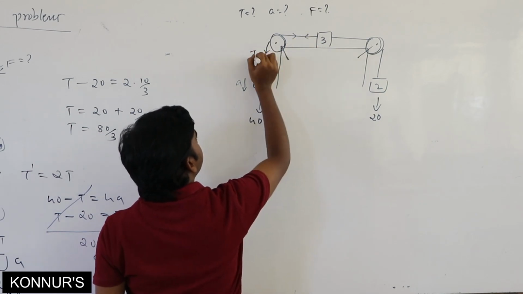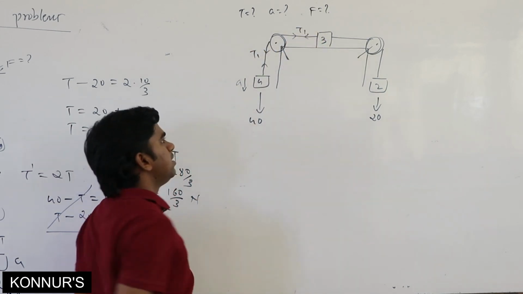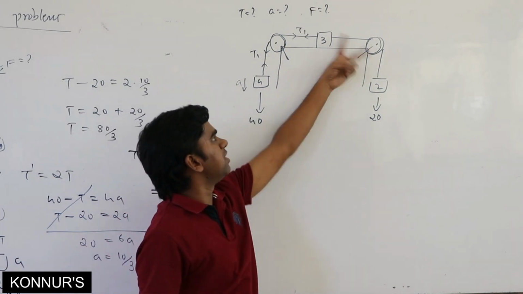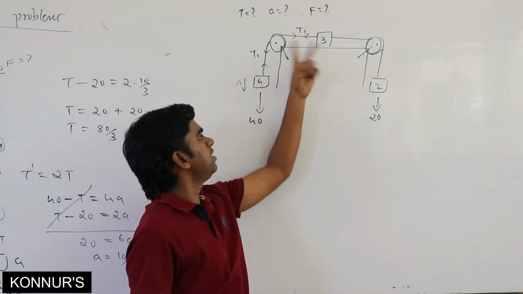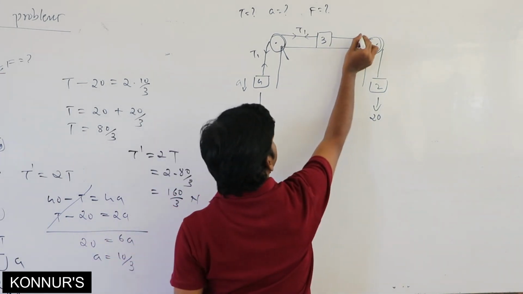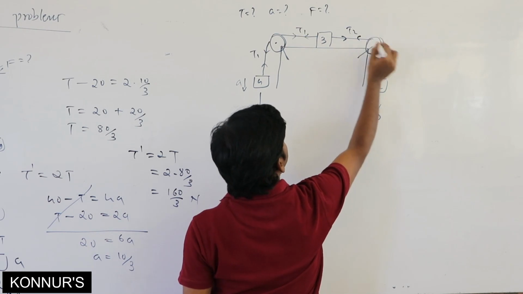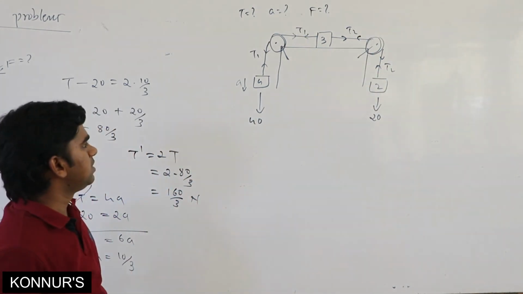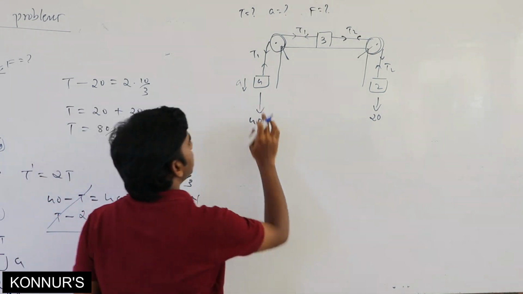Here I will take this tension as T1, because this string is different from that string. This one is between 4 and 3, and this one is between 2 and 3. So here I will take the tension as T2. Now apply the net force. There is no difference in the method you have to follow.